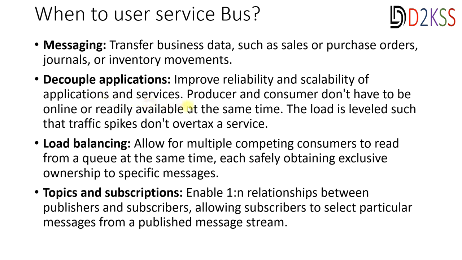and the services. So how we can achieve that is producers and consumers don't have to be online or readily available at the same time. Meaning that the producer is available and producing messages, so they can push the messages to the queue or topics continuously. They need not bother about whether the consumer is readily available to consume those messages or not. They need not care whether the consumer systems are up or down.